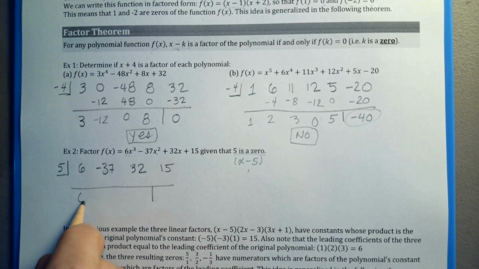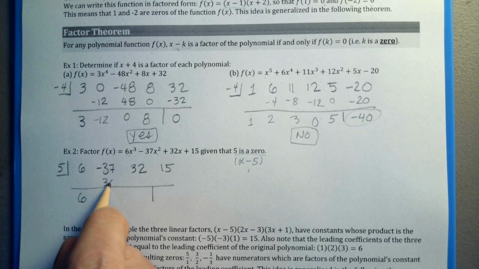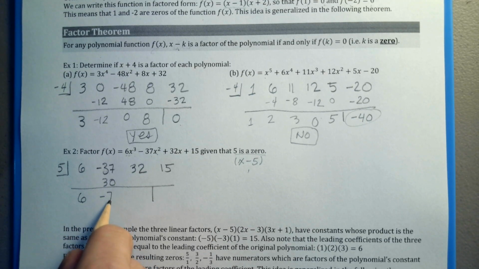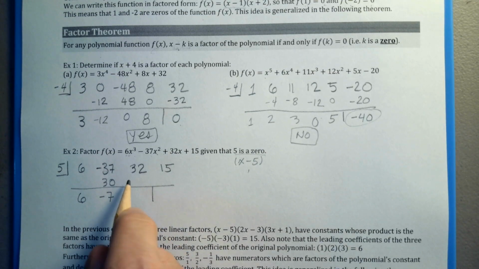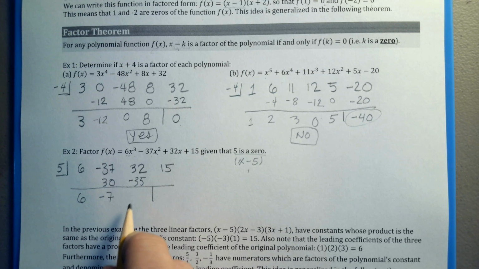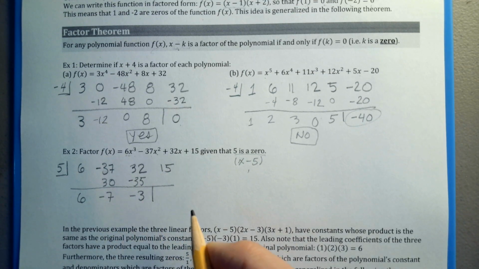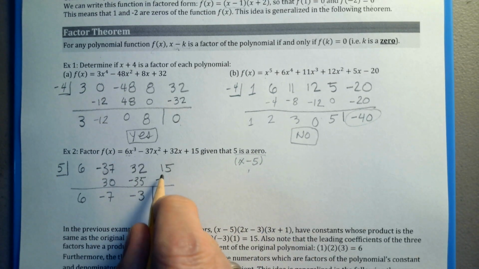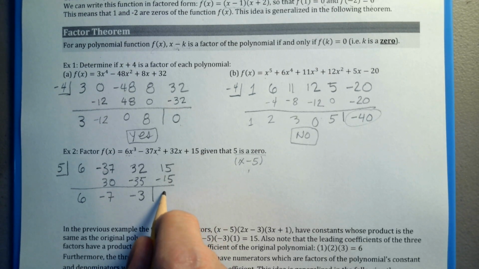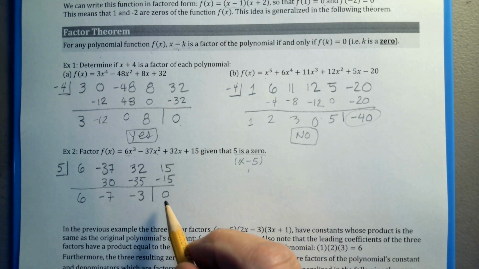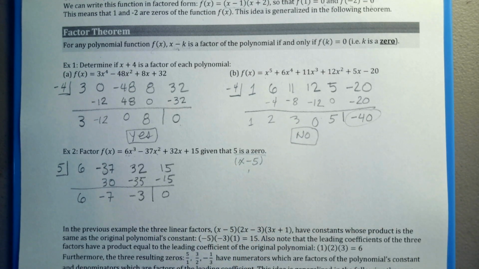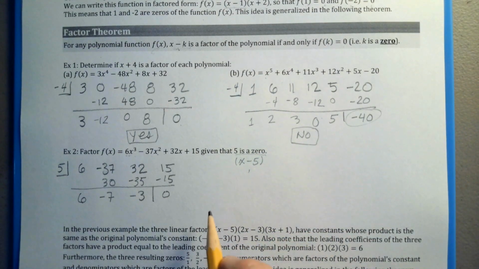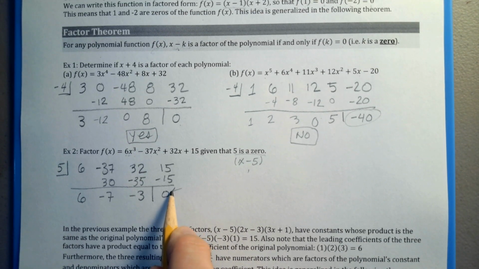All right, bring down the 6. We multiply, that's 30. We add, that's -7. We'll multiply, we get -35. We add, that's -3. We multiply, we get -15. And the remainder is 0. Now, we knew that remainder was going to be 0 because they told us the 5 is a 0. They didn't say check to see if it is. They told us it was. So there was really no doubt that we should get this.